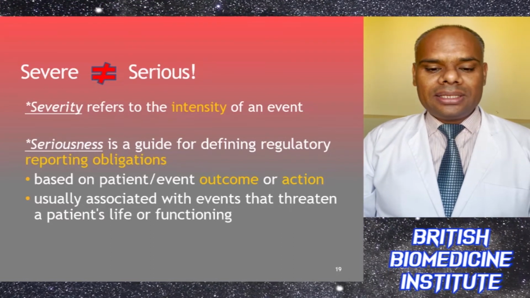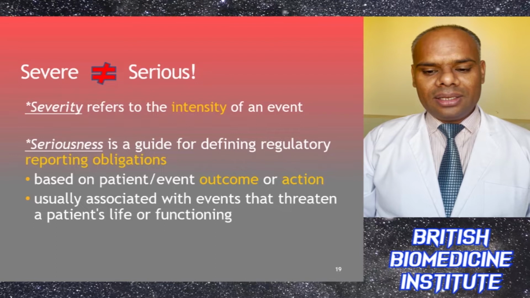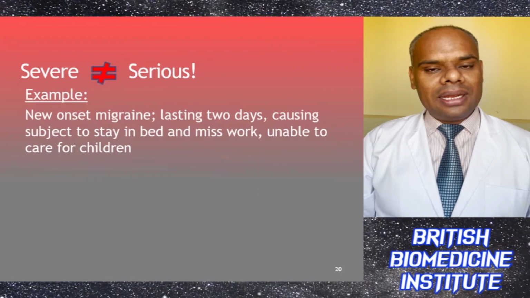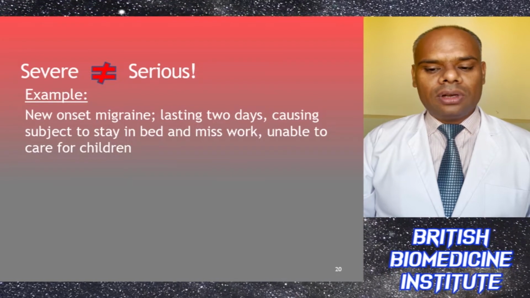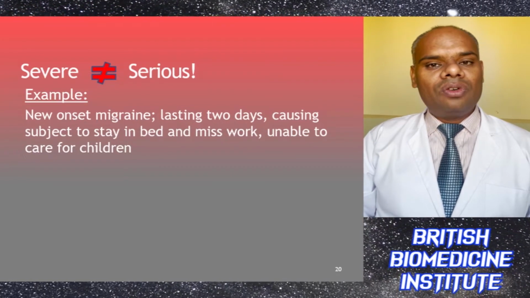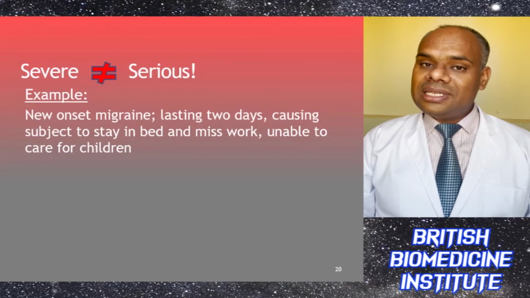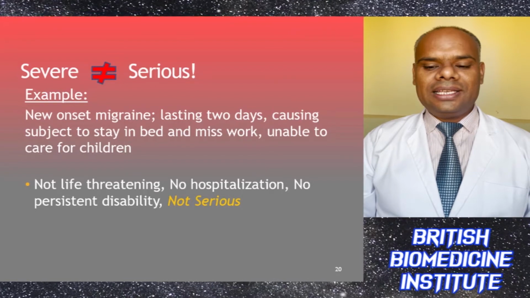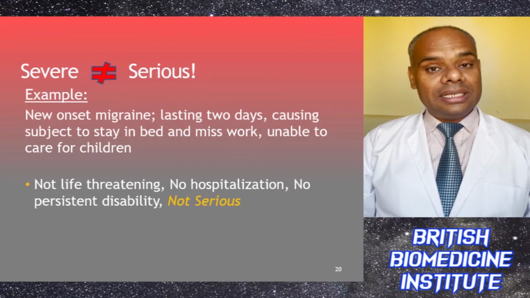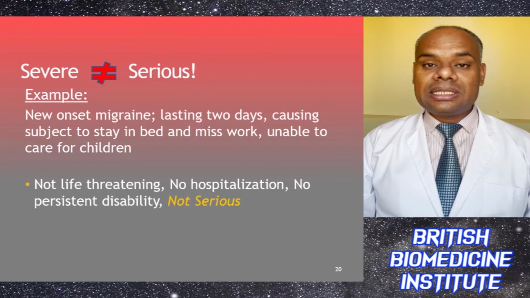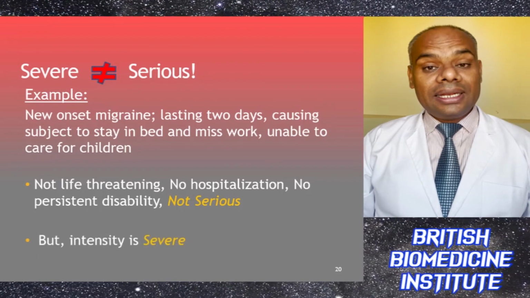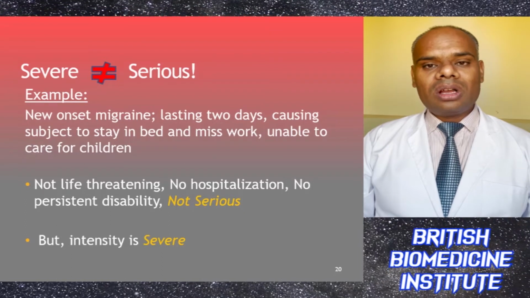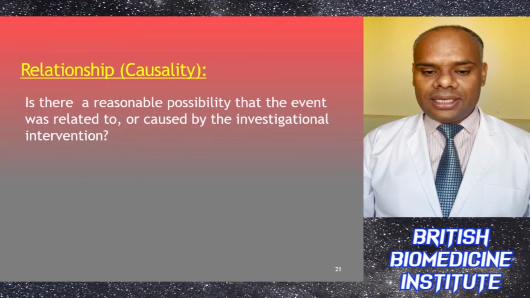The example here is a new onset migraine, which lasted for 2 days, causing the subject to stay in bed and miss work, and he was unable to care for his children. So basically it is not a life-threatening condition. There is no need for hospitalization and no persistent disability, hence it is not a serious condition, but the intensity can be severe. Now comes relationship, or we can say causality.